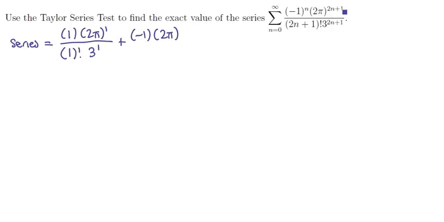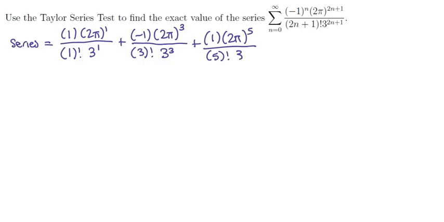So let's start by writing out what this series is so we might recognize it a little bit better. So we're going to have 1 times 2π to the 1 over 1 factorial times 3 to the 1. That's when n is 0. When n is 1, we're going to have negative 1 times (2π)^3 over 3 factorial times 3^3. When n is equal to 2, we're going to have (-1)^2, or 1, times (2π)^(2+1), 5, over 5 factorial times 3^5.